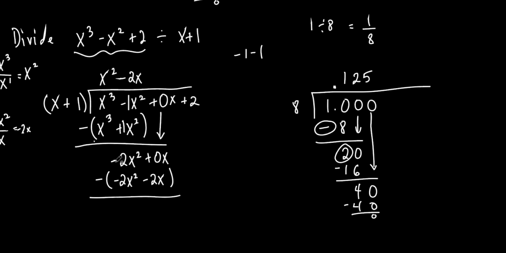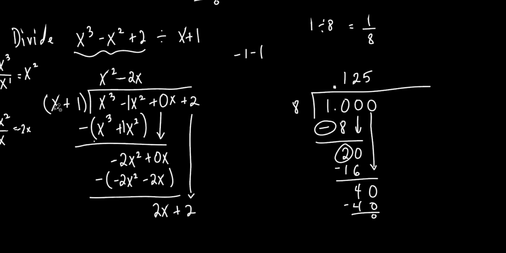Let's keep going. So what do we got? Negative 2x minus negative. What's minus a negative? It's positive. So negative 2x plus 2x is 0, right? Let's do this one. 0 minus negative 2x. Minus negative is positive. 0 plus 2x. What's 0 plus 2x? It's just 2x. Keep going. What do we do? Bring down the next thing. So that's a plus 2, so we put plus 2.